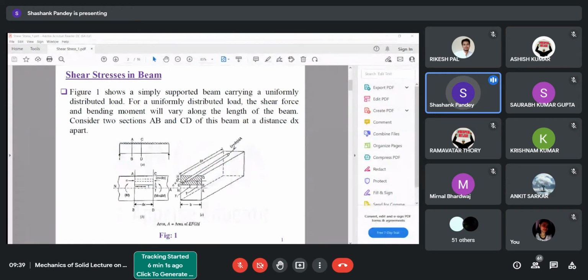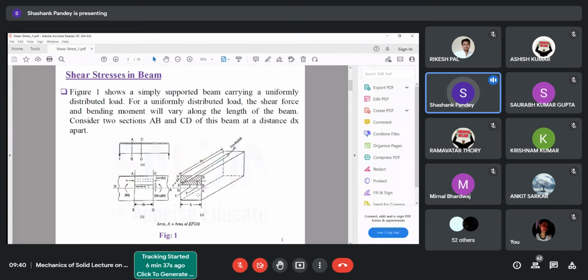Okay. So what we are doing here is that we are actually deriving the expression for shear stress distribution across this cross section. In order to carry out the analysis, we have cut two sections. You can look here that we have cut it into two sections, AB and CD. The distance between AB and line CD is dx.